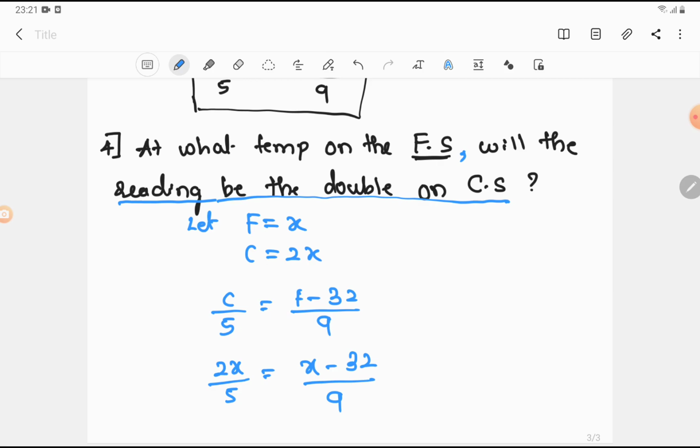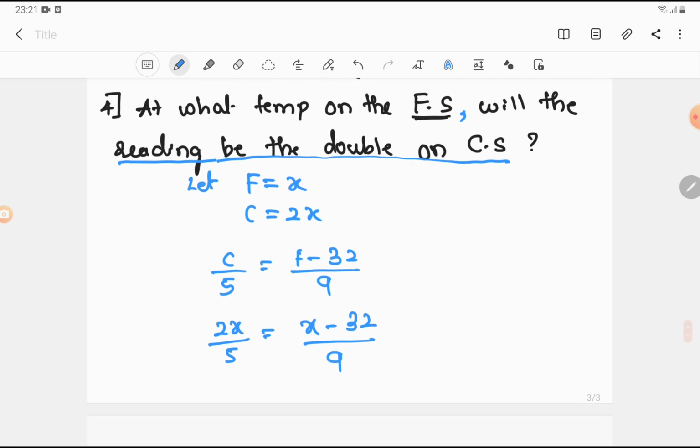Understood? At what temperature on the Fahrenheit scale, suppose at x temperature, will the reading be double on the Celsius scale? If I look at the Celsius scale, it should look like 2x. Hope you understand the question.